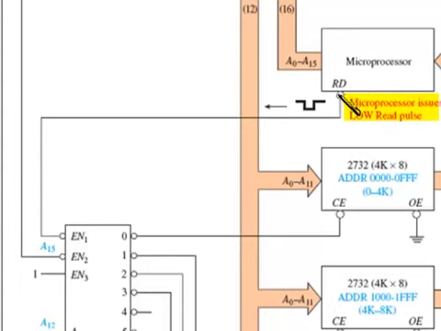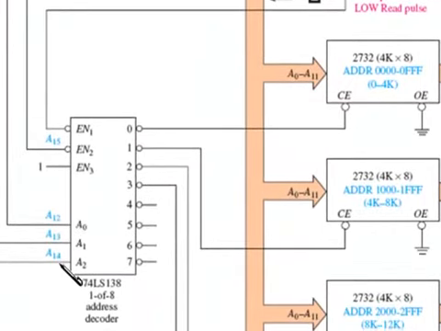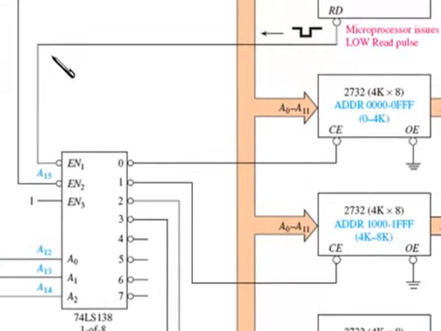When the micro issues that low read pulse, that enables this chip to work because the EN3 is tied high and the EN2 is going to be made low, and we'll look at that scheme in just a minute. So all the enables are going to be satisfied in accordance with this pulse. That pulse will come right through on whichever line got selected by the A12, 13, 14 lines. So for example, if you put 0, 0, 0 on these lines and the microprocessor issued a low pulse, the number 0 would be activated, the not 0 would be activated, and that goes right to the chip enable of the first EEPROM.